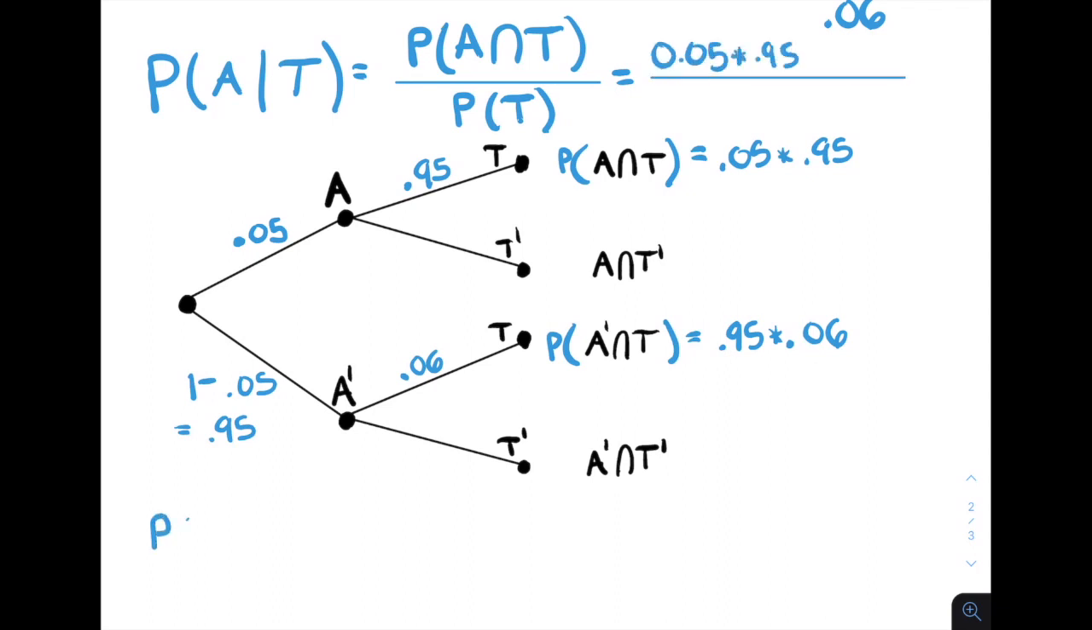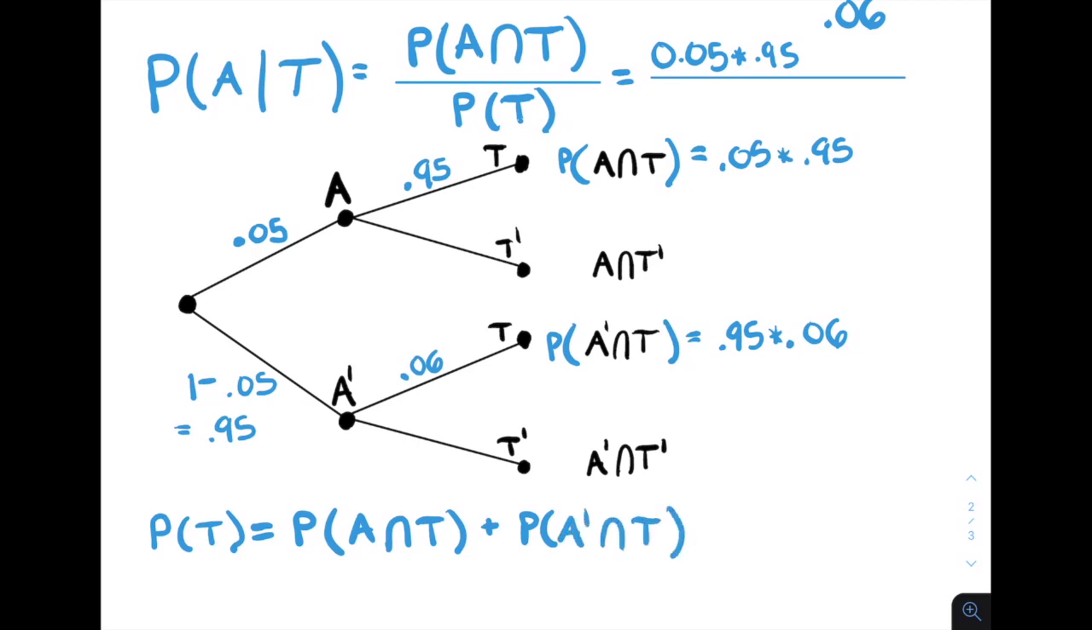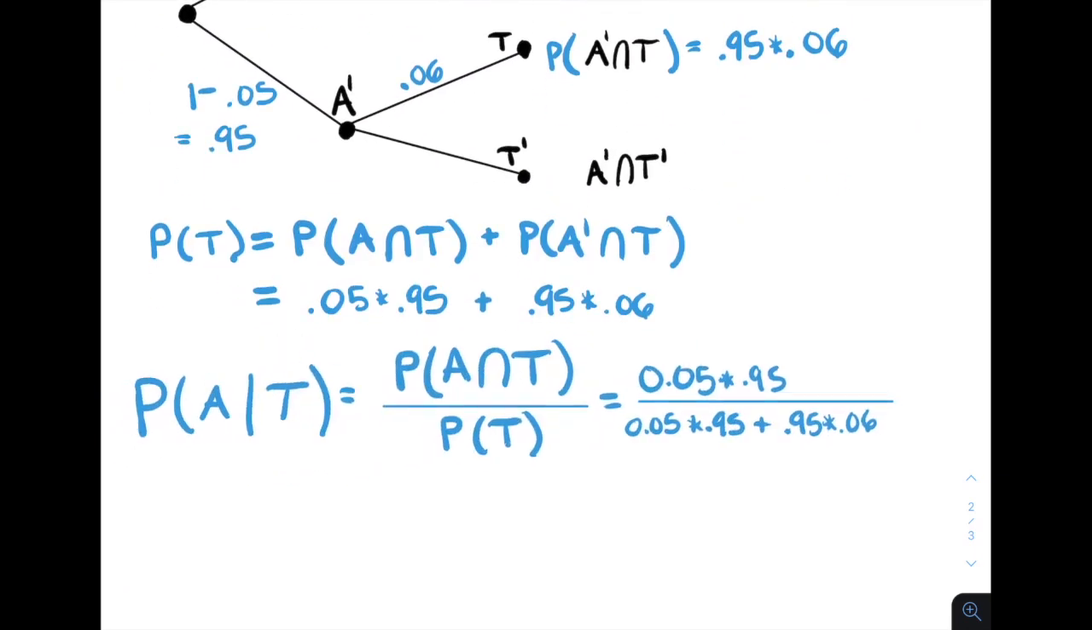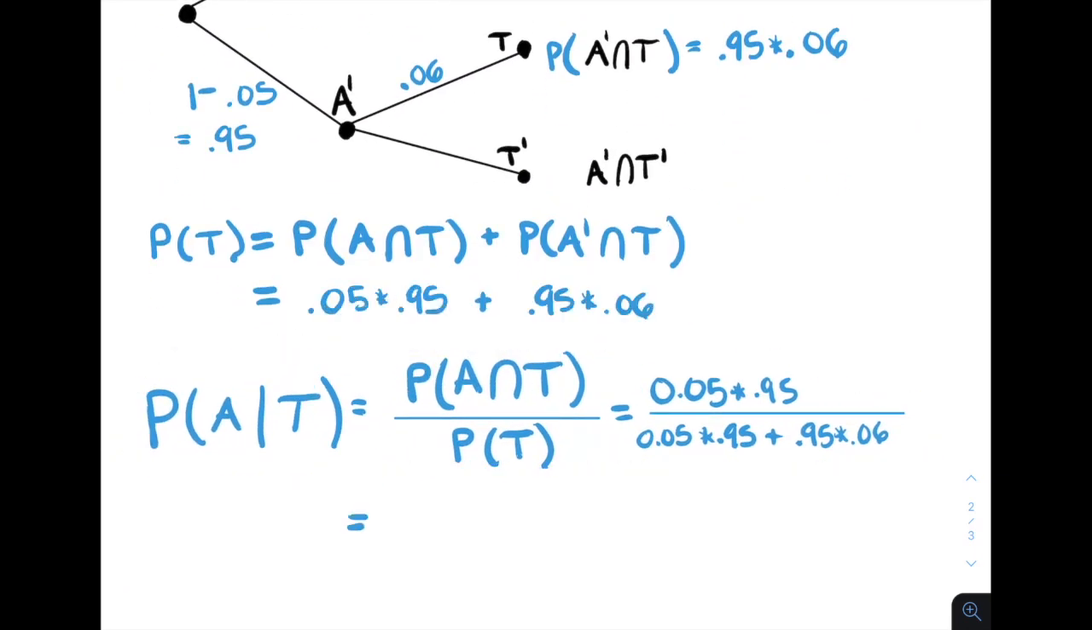But we still don't know the probability of T. Here there are only two paths that lead to T occurring. This tells us that the probability of T can be equivalently expressed as the sum of the probability of A and T plus the probability of A complement and T. In this case, it means that the probability of T is 0.05 times 0.95 plus 0.95 times 0.06. So we get that the probability of A given T is 0.45 repeating.